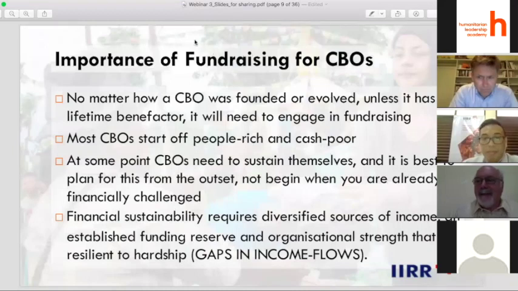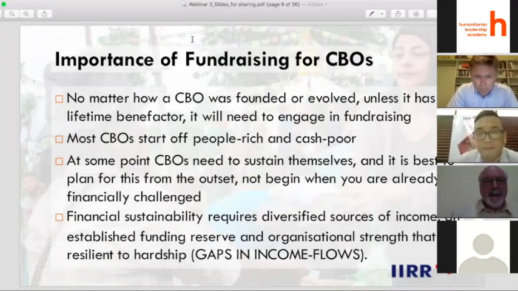So today, fundraising. We do a lot of capacity building for CBOs, but quite often fundraising is an area that we ignore at our peril, because sooner or later, every CBO wishes to be able to sustain itself. And no matter how you were funded, whether you had a benefactor or whether you evolved slowly, unless you happen to have a lifetime benefactor, which few of us have, sooner or later you're going to need to engage in fundraising. And for many, this is a great challenge.